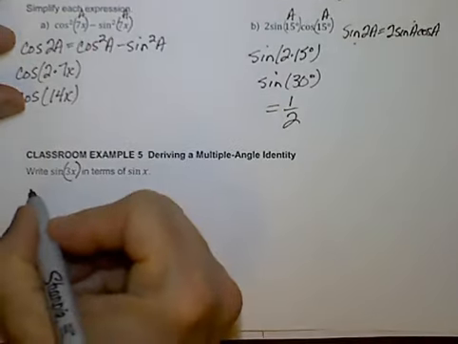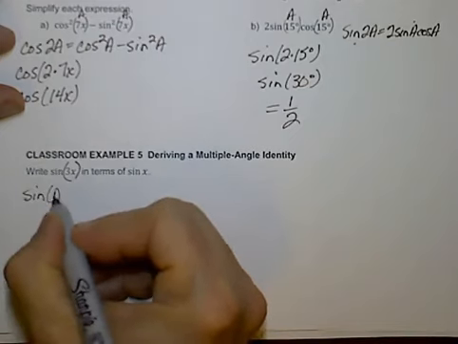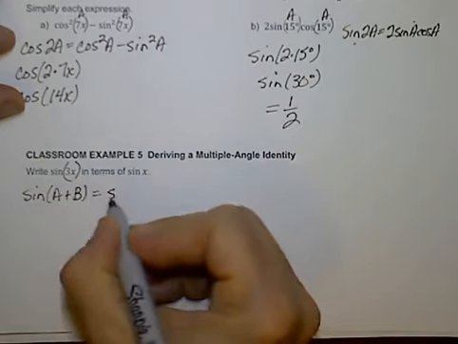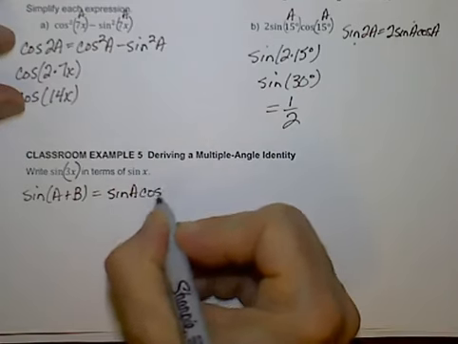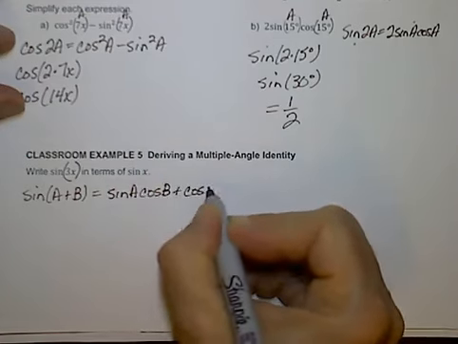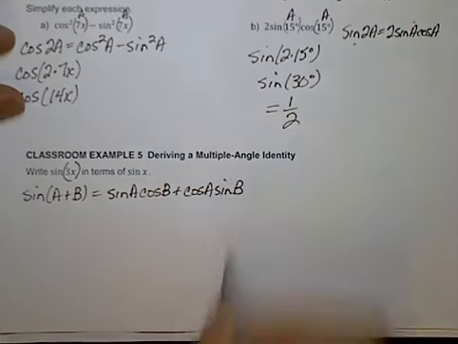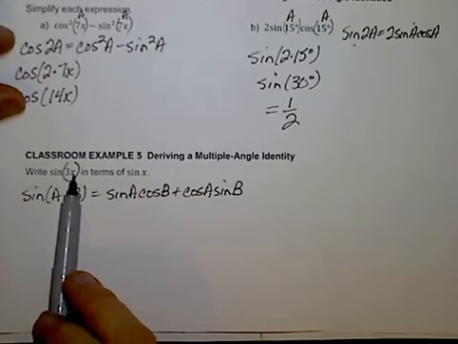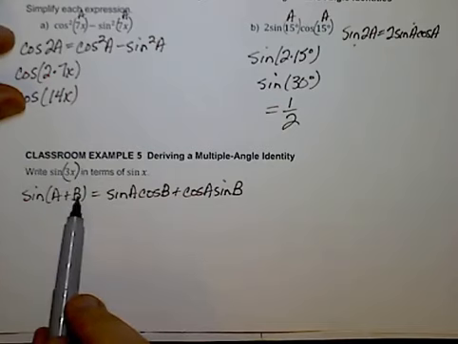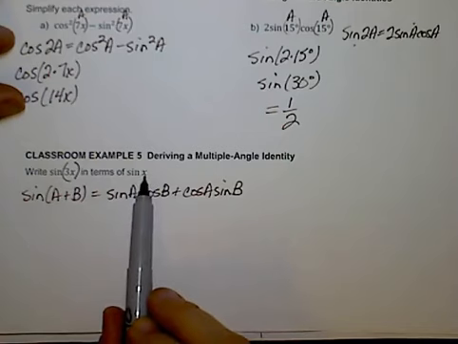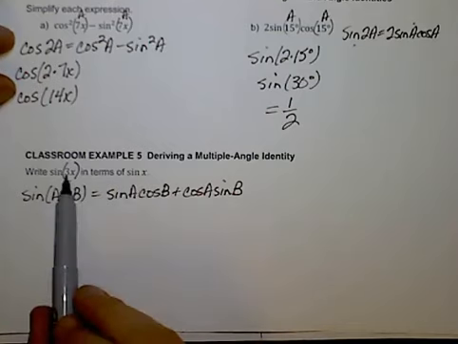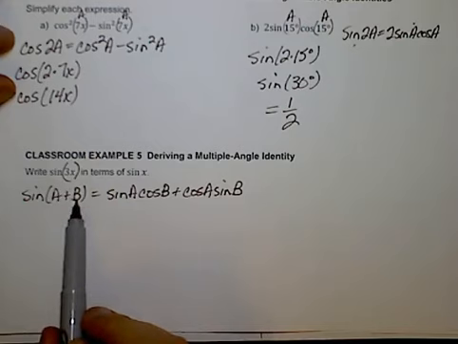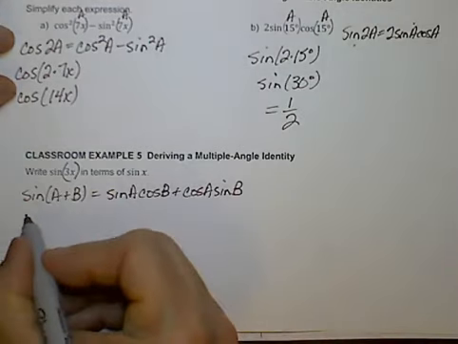Remember the addition identity for sine looked like this. What we could do is take two expressions that would add together to give us 3x, and we could put those two in here. We want one of them to just be x, because we want to eventually get this down to being in terms of sine of x. So to have one of these be x, we could take x plus 2x. That could be our a plus b.